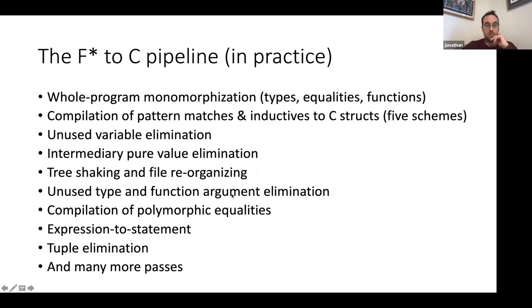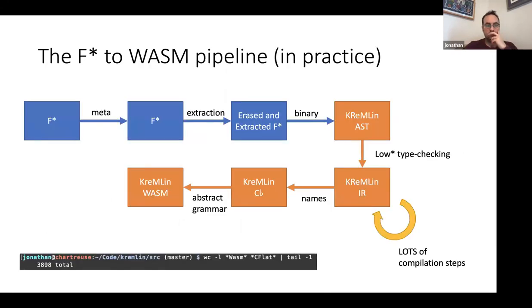Unused type and function argument elimination, tuple elimination, all of these things essentially aim to give the F-star programmer more flexibility, by giving them a little bit of leeway in terms of what they can afford to use in their runtime code, knowing that the KReMLin compiler will still generate pretty code.